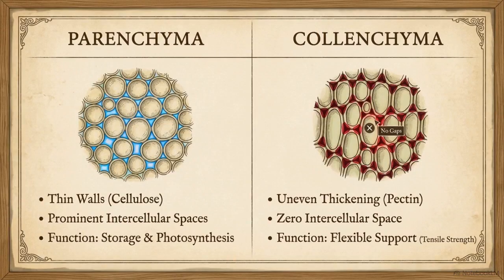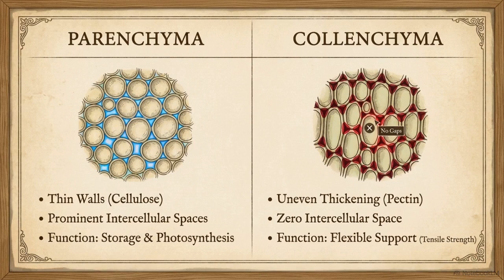Let's do a deep dive into these simple permanent tissues, starting with parenchyma. As this table shows, parenchyma cells are living. They have thin, uniform cellulose walls and feature prominent intercellular spaces between them. This loose packing makes them ideal for storing food and conducting photosynthesis.